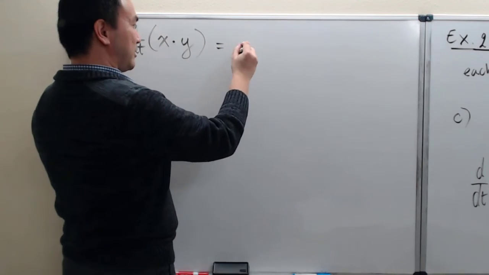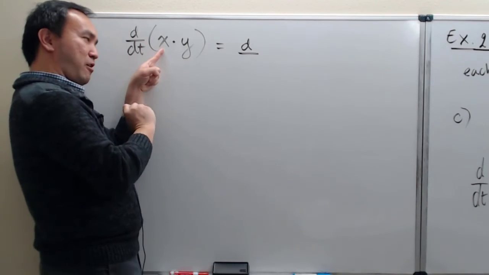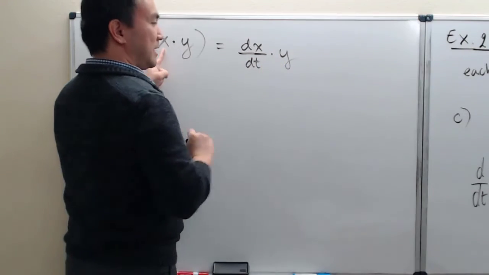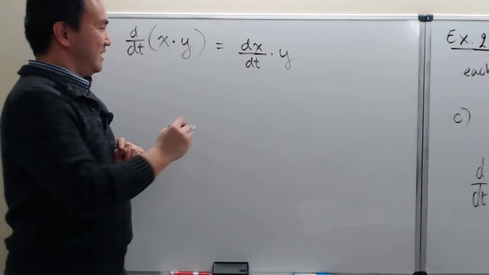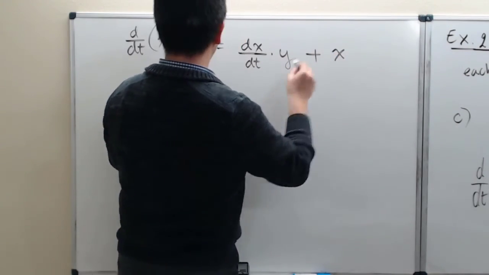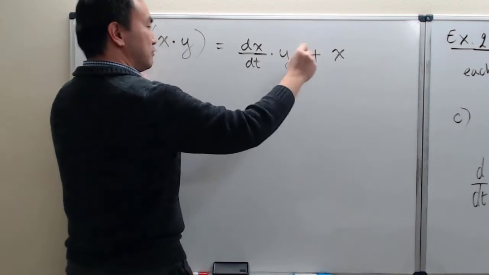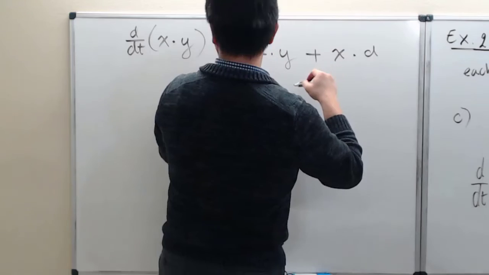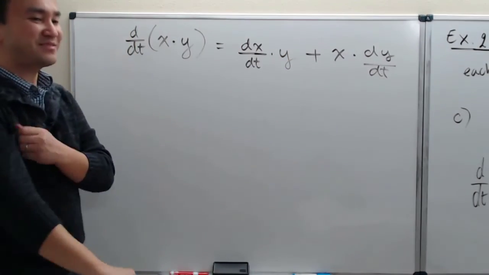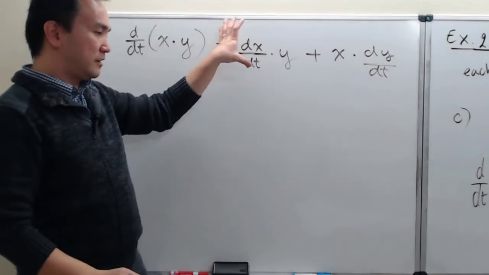Product rule says I'm going to have to take the derivative of the first factor in my product, that gives me dx/dt, just that, and multiply with my other function without derivative, and then I am going to add, and now here I'm going to leave the first factor of our product the same, but I'm going to multiply with the derivative of y, so dy/dt is here.